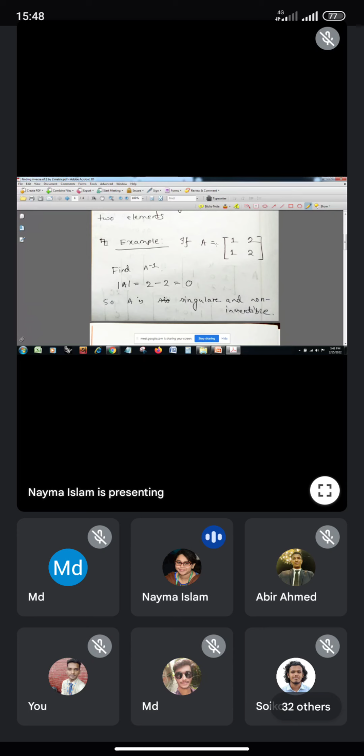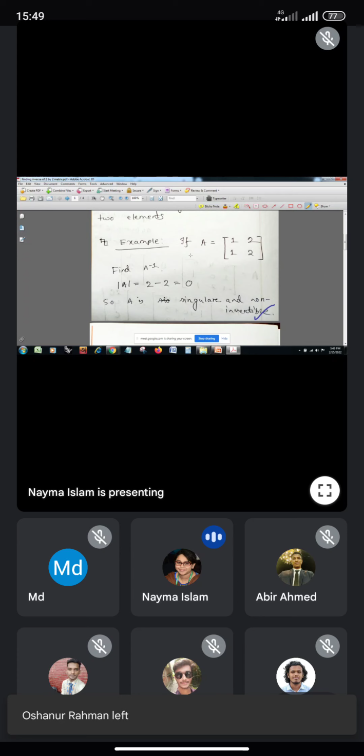So look at here, if you want to find the determinant of this matrix A, what can you get? 2 into 1 minus 1 into 2. So it will be 0. So the determinant of matrix A is 0 here. So A is a singular matrix and non-invertible. Non-invertible means what? You cannot find the inverse of this matrix. So no need to do further steps. You have to stop here.